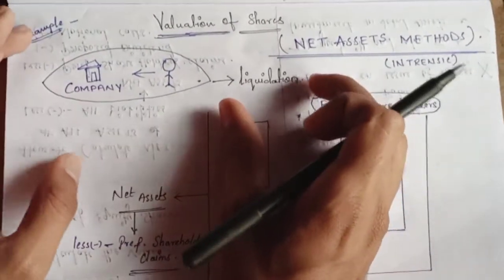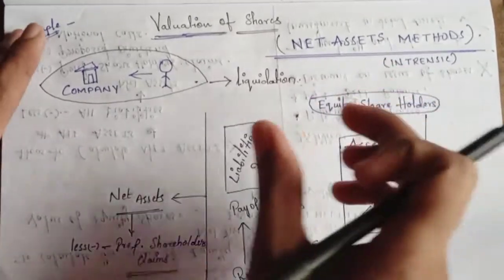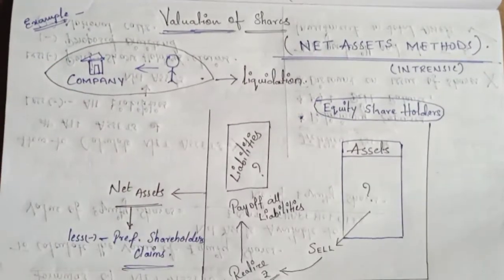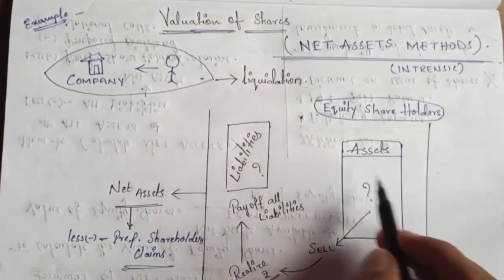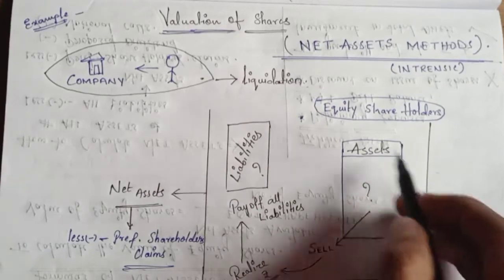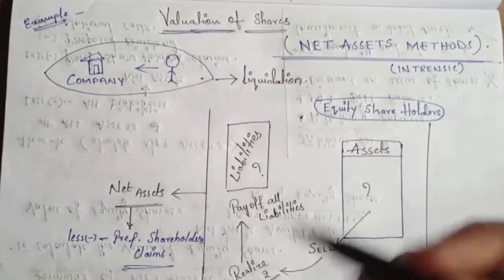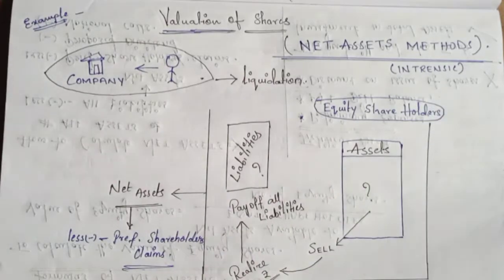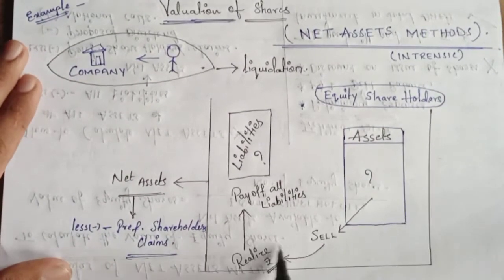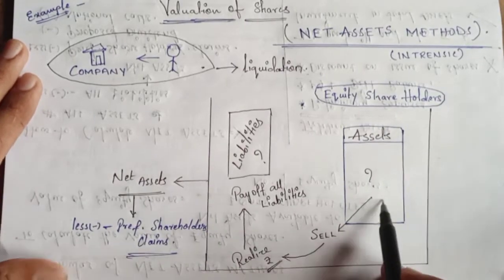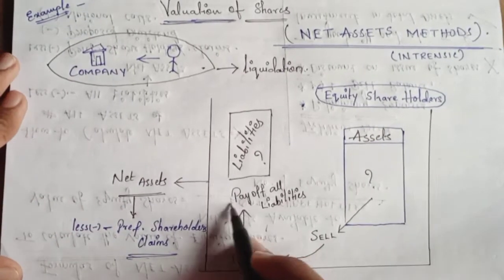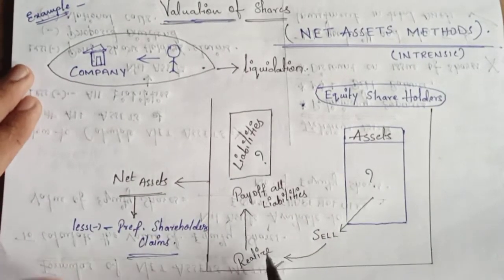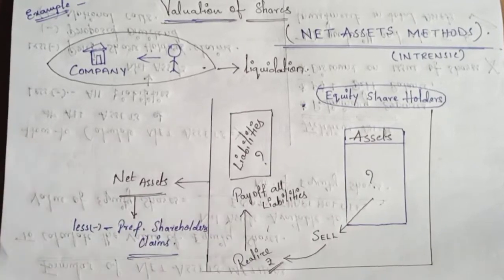So here your company is going under liquidation. In liquidation, we sell all the assets, like goodwill, land and building, investment, cash, plants and machinery, etc. All the assets we sell, and after selling the assets, whatever money is realized, from that money we have to pay off all the liabilities.